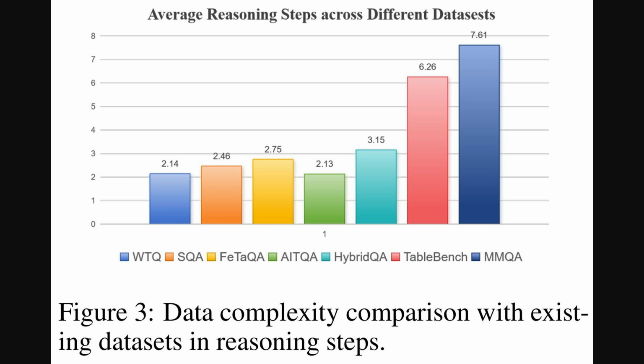And to further illustrate what sets it apart, this next figure, Figure 3, really drives home the complexity. It's a bar chart showing the average reasoning steps, which you can think of as the number of logical connections or information lookups needed to arrive at an answer across several different datasets. The multi-table, multi-hop question answering benchmark clearly requires the most, with an average of 7.61 reasoning steps. This is substantially more than others, visually confirming its more demanding multi-hop nature.